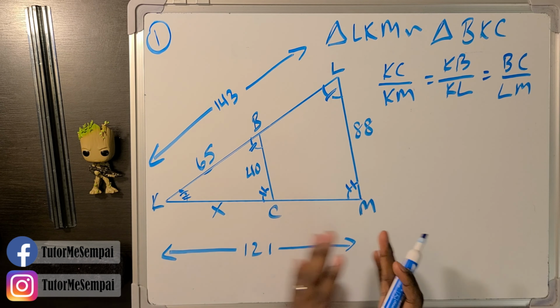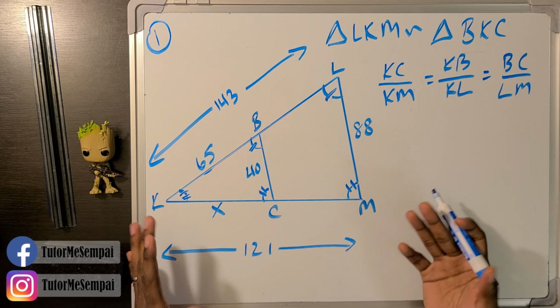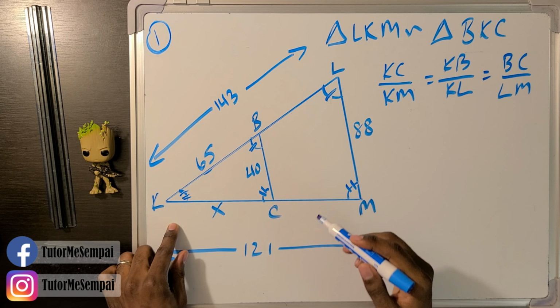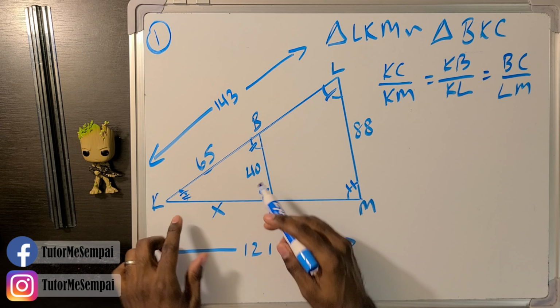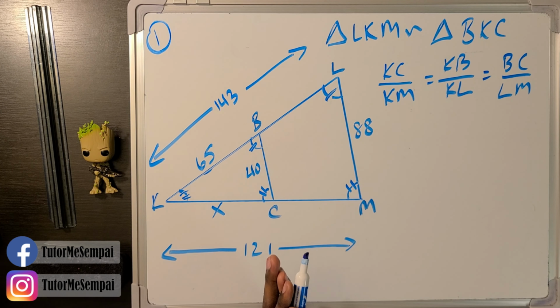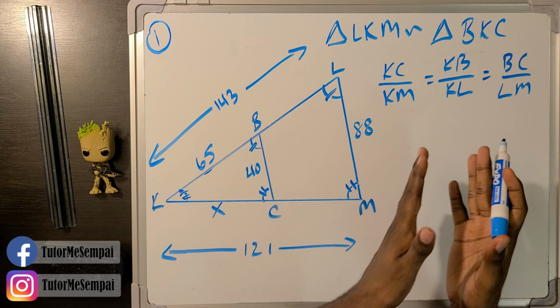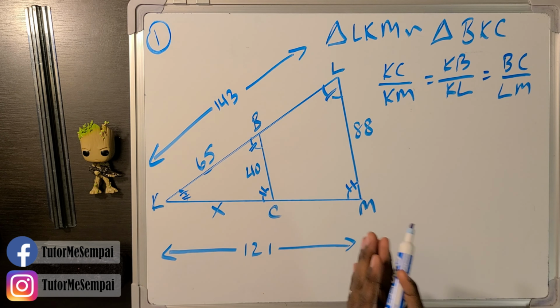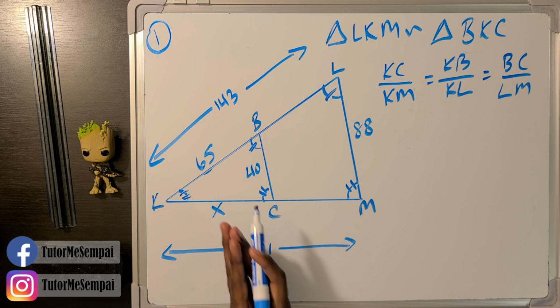If they don't give you that they're similar and you have to find that out yourself, remember, you could just make sure that all the corresponding angles are congruent to each other. But if you're given that these are similar triangles, you don't have to worry about that step. So now that we have our corresponding sides and our equation, we can pick the ones that are going to help us find our missing side.